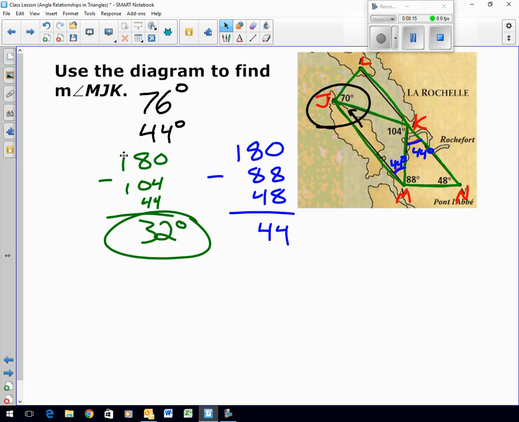I took 180, because every triangle has 180 degrees in it. So this one would have 180, this one has 180, this one has 180. Okay? So since I now have two of those angle measurements, I can subtract 104 and 44 from 180 to get what my missing angle would be. Okay? We'll be doing it many times today.